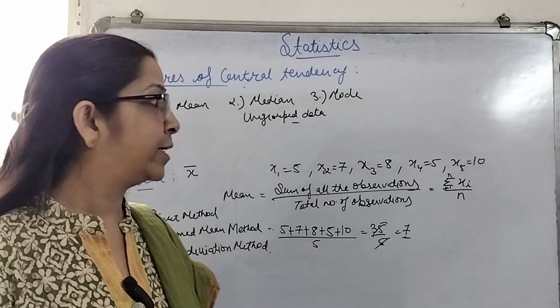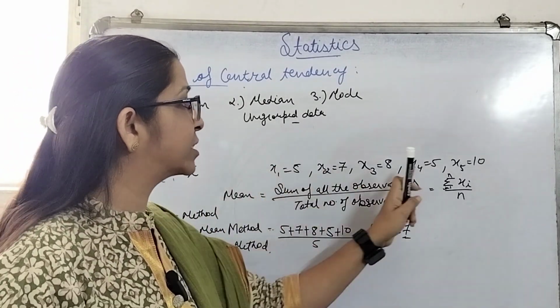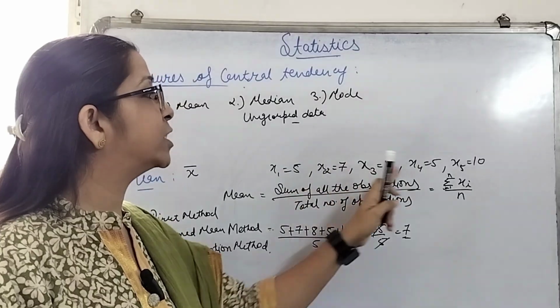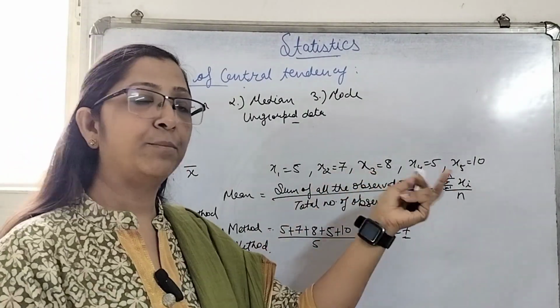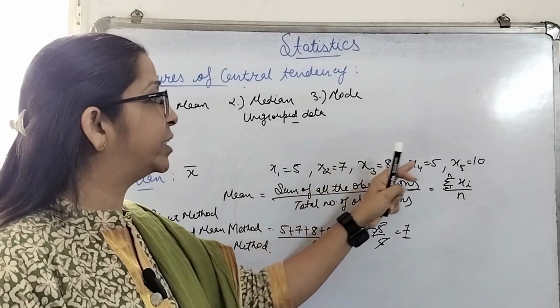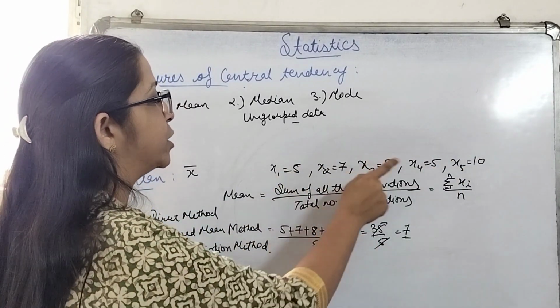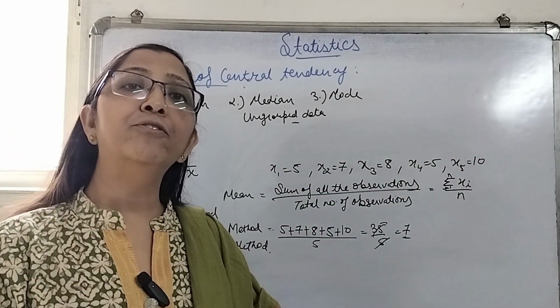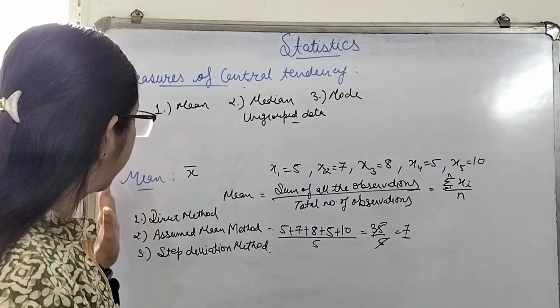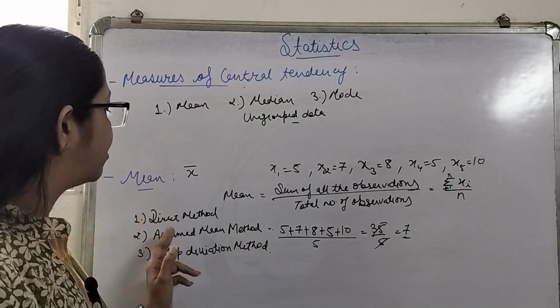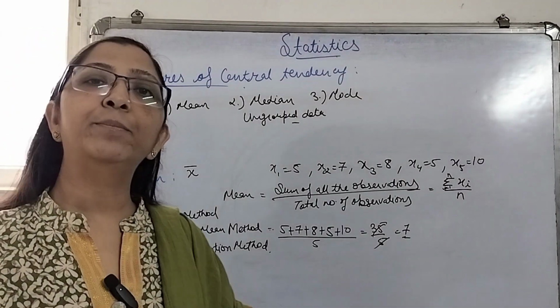That is the frequency. Suppose over here I say that 5 is coming 2 times. That means frequency of 5 is 2. Rest all the numbers like 7, 8, 10 are coming only once. So frequency of these numbers will be 1 and the frequency of 5 will be 2. So if the frequencies and the observations are very big numbers, then accordingly we will be deciding which method for finding mean we will be using.